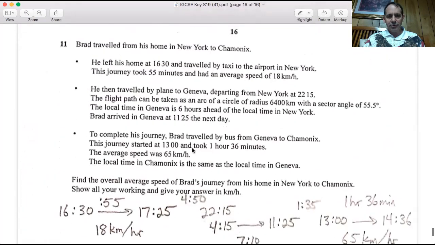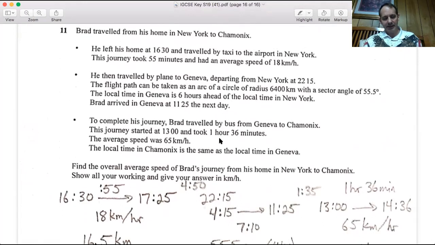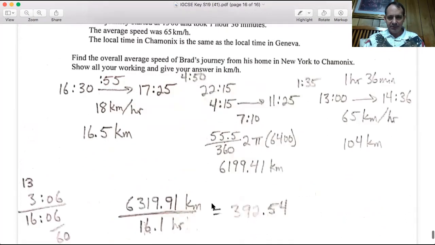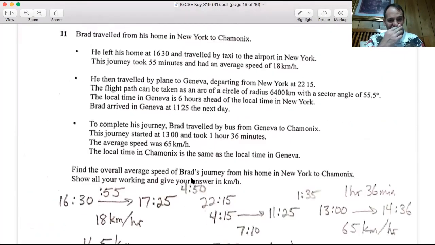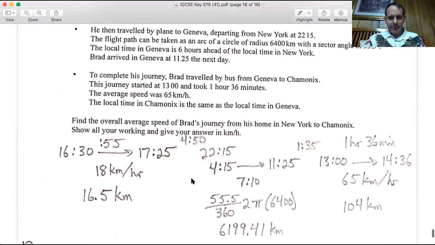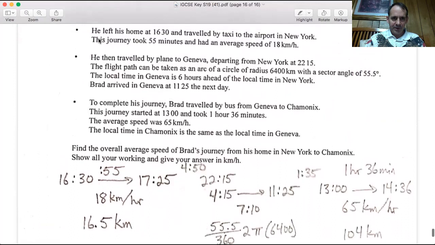So what we need to do is keep track of overall distance divided by total time, so we need to keep track of distance and time. Okay, so here we go. He leaves his home at 16:30, so right here I start with 16:30. Takes a taxi to the airport. This journey took 55 minutes. So here's 55 minutes, and when you add that on, you're now at 17:25. So the 55 is how much time it took. 17:25 is what's on the clock.